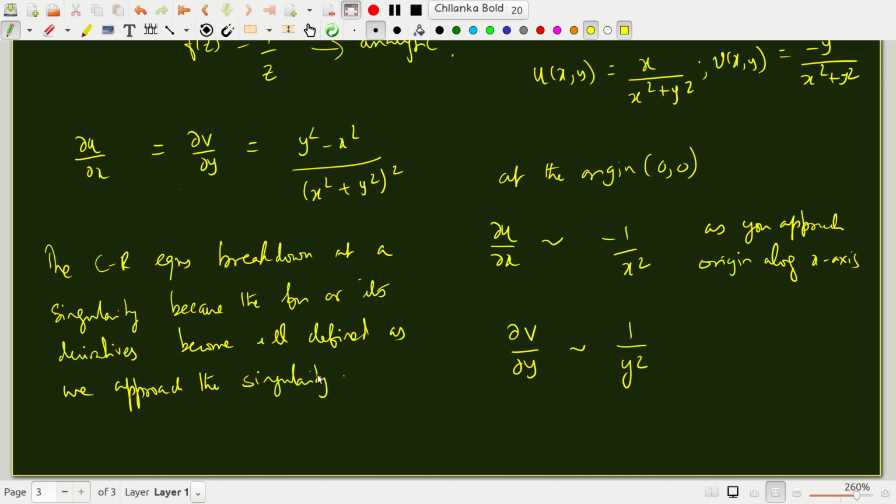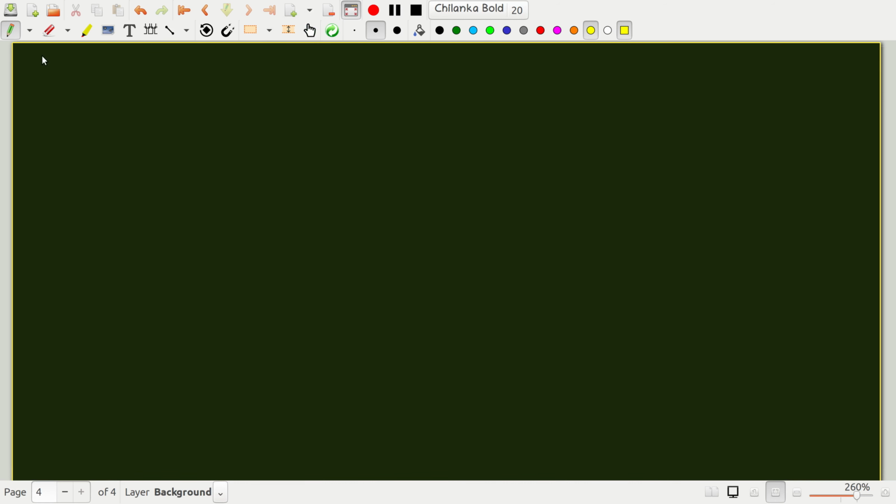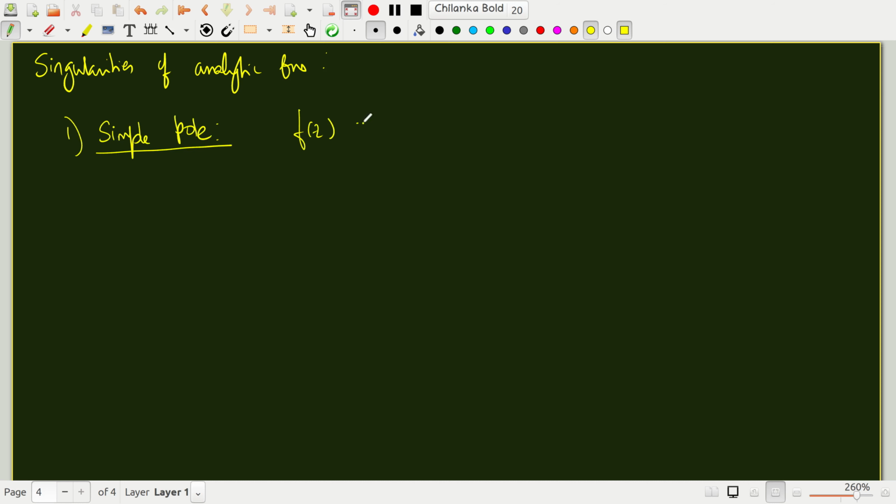Now, the singularities of analytic functions we discussed. Let me take a new sheet. They are of three types. What are the types of singularities of complex functions or analytic functions? One is called a simple pole. This is the most widely encountered. A simple pole is of the form f of z is 1 over z, or more generally f of z is of the form 1 over z minus z naught. This is an example of a simple pole.